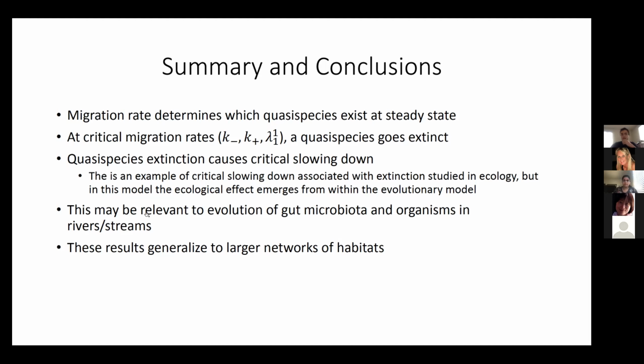And so we think this model may be relevant to the evolution of gut microbiota and possibly organisms in rivers and streams. And like I said, I'm interested in hearing any ideas along those lines or for other systems. And finally, the key intuition that I've discussed about the competition between quasi-species and critical slowdown does generalize to more sophisticated and more realistic models where there are many habitats and two-way migration between them.